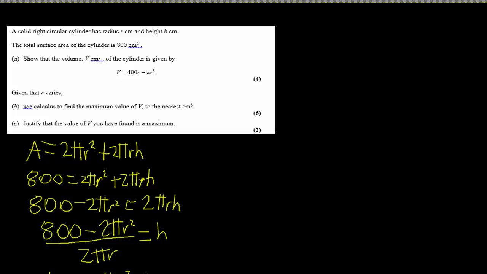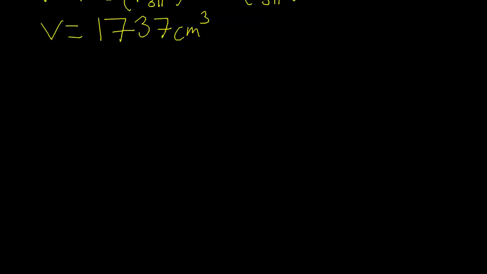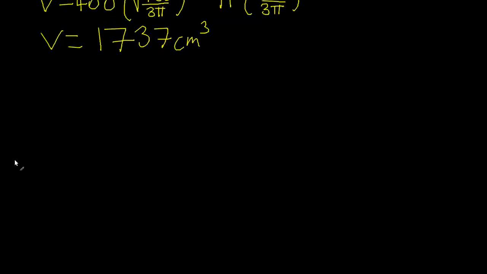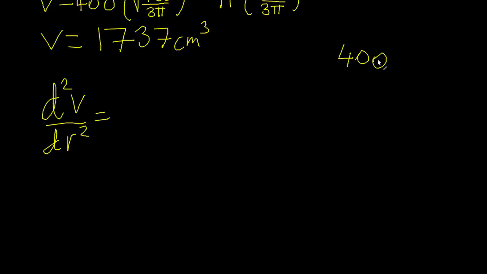The final part says to justify the value of V that you have found and justify that it's a maximum. So as soon as you hear that it says to justify, we should be thinking of the second differential and remembering that d squared v over dr squared will tell us whether it's a maximum or minimum. So for our question, the first differential was 400 minus 3 pi r squared. So that was our first differential, dv dr.